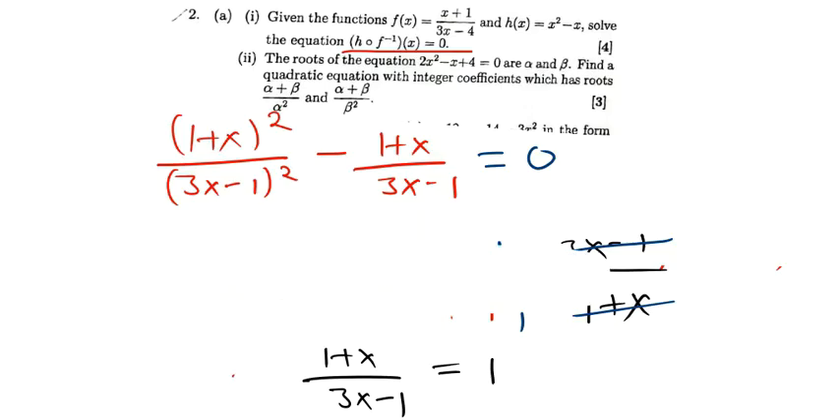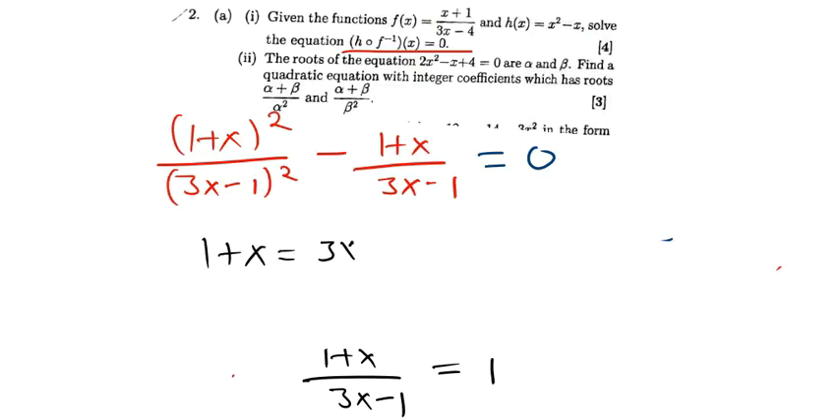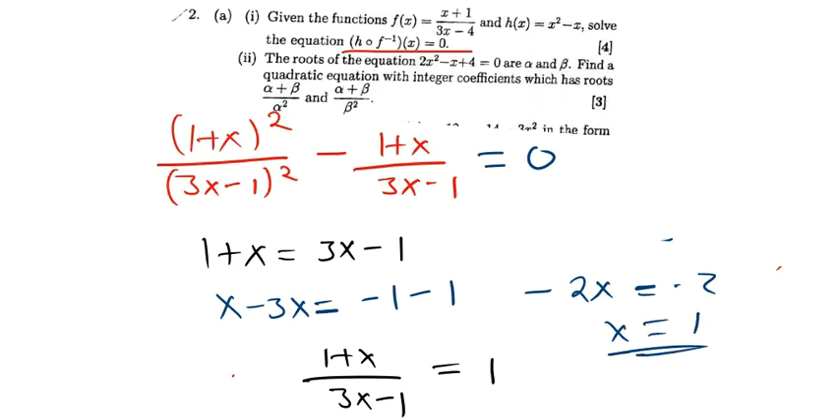At this point you can just easily cross multiply. You have 1 plus x is equal to 3x minus 1, and then we can have x minus 3x is equal to negative 1 minus 1, ending up with negative 2x is equal to negative 2, therefore x becomes 1.